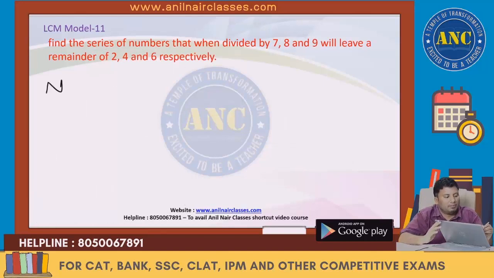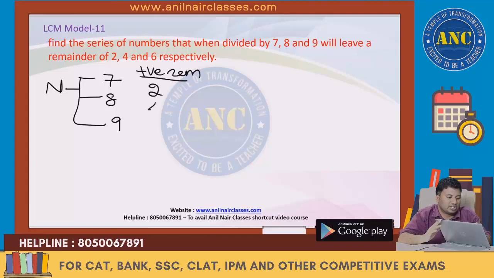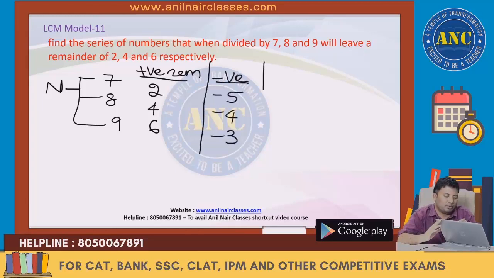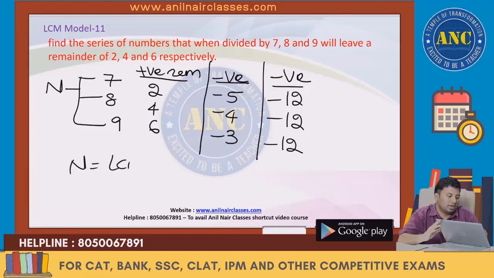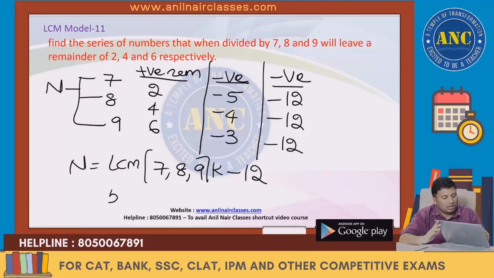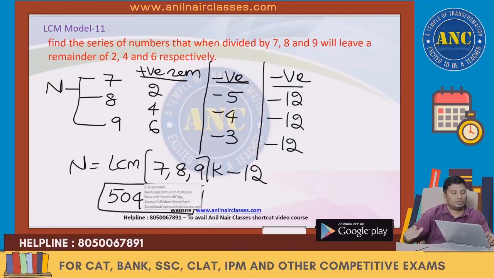Now see, a number when it is divided by 7, 8 and 9, positive remainders are 2, 4 and 6. Difference is 2 there, the difference is 1. Second step of negative remainder I will get: minus 5, minus 4, minus 3, second step of negative remainder, minus 12, minus 12, minus 12. So n is nothing but LCM of 7, 8, 9 into k minus 12. This is nothing but 504k minus 12.